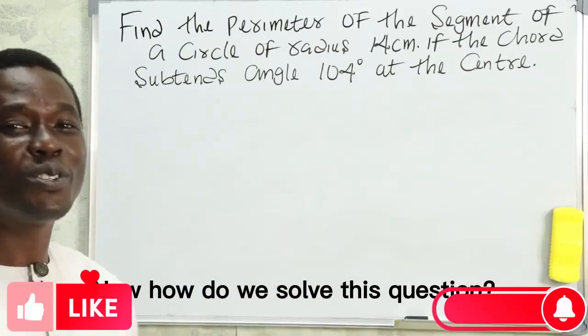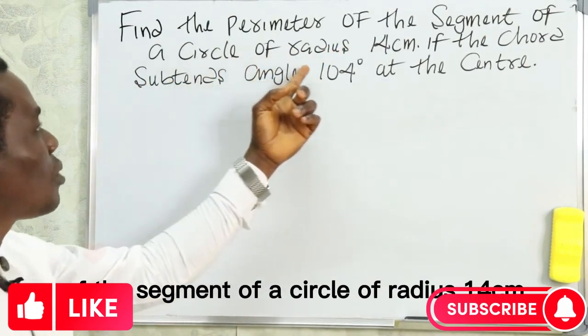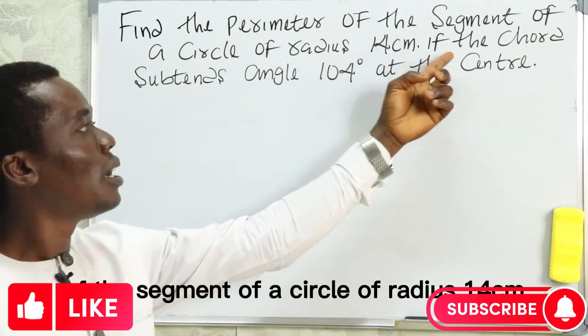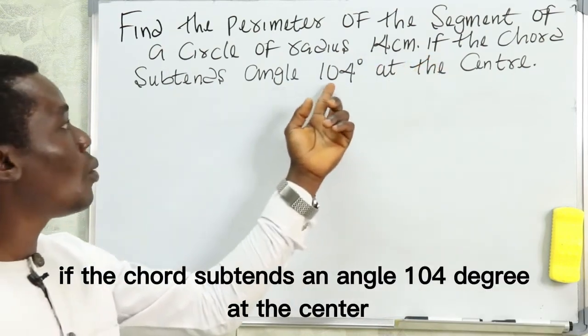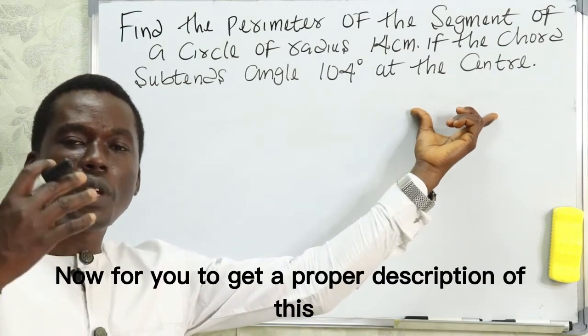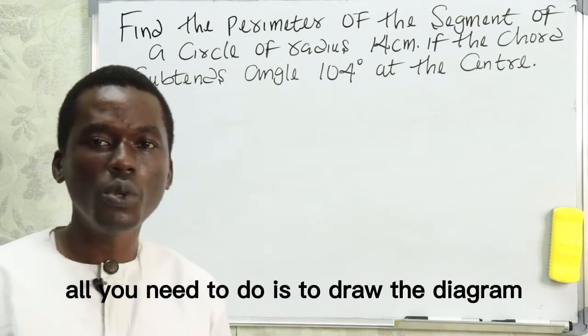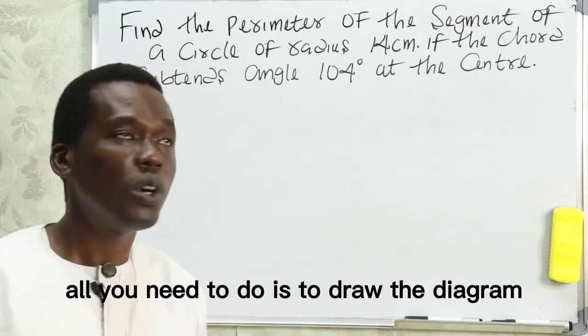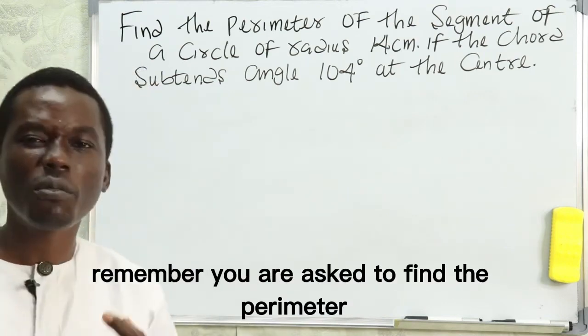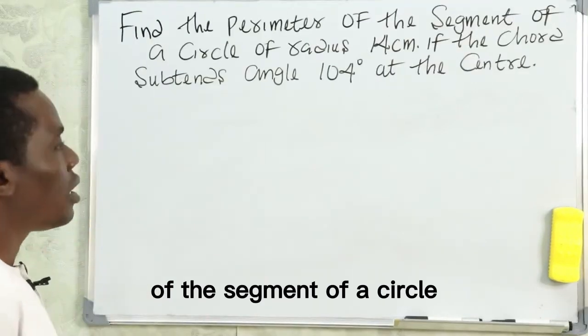Now, how do we solve this question? We are asked to find the perimeter of the segment of a circle of radius 14 centimeters if the chord subtends an angle of 104 degrees at the center. For you to get a proper description of this question, all you need to do is to draw the diagram. Remember, you are asked to find the perimeter of the segment of a circle.